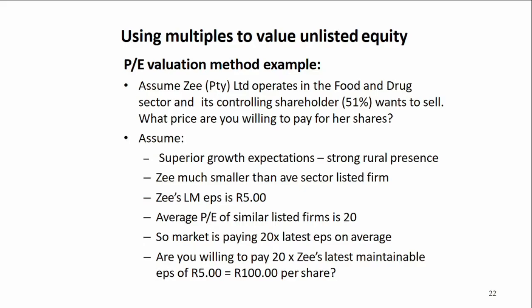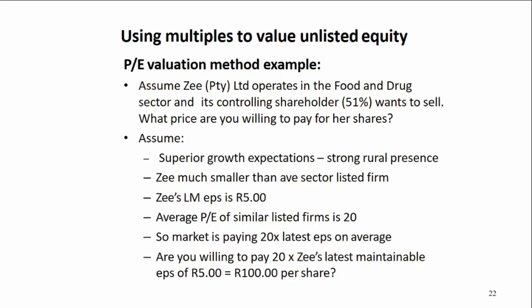And here they give us a whole lot of information about Z. So Pty Limited has superior growth expectations because they have a strong rural presence. Z is much smaller than the average sector listed firm. The latest maintainable earnings per share is 5 Rand, and the average PE of similar listed firms is 20. So the market is paying 20 times the latest earnings per share on average. So the question here is, are you willing to pay 100 Rand per share? So we want to perform a valuation of Pty Limited and assess, are we willing to pay more than 100 Rand or are we willing to pay less than 100 Rand?